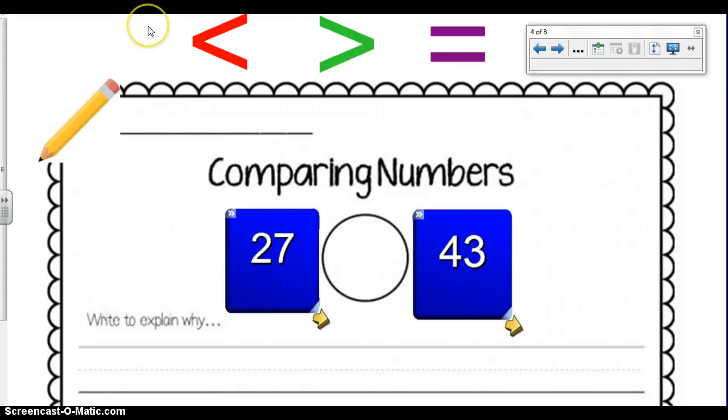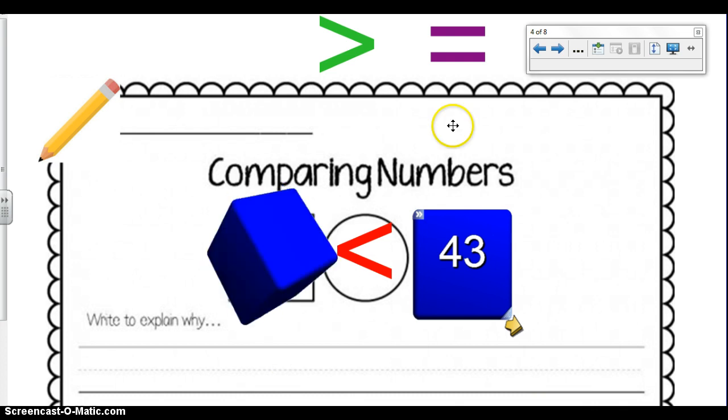All right, let's check our answer. I know that 27 is smaller than 43 because I see a 2, and 2 is smaller than a 4 over here in the tens digit. So Mr. Alligator is going to eat the 43. Now, let's write how you would explain this equation, just like we did on the last one.